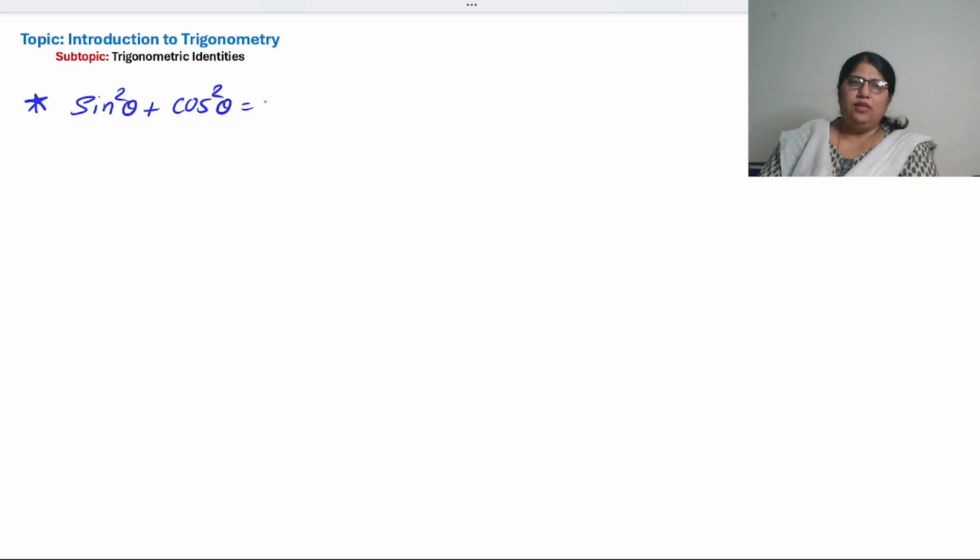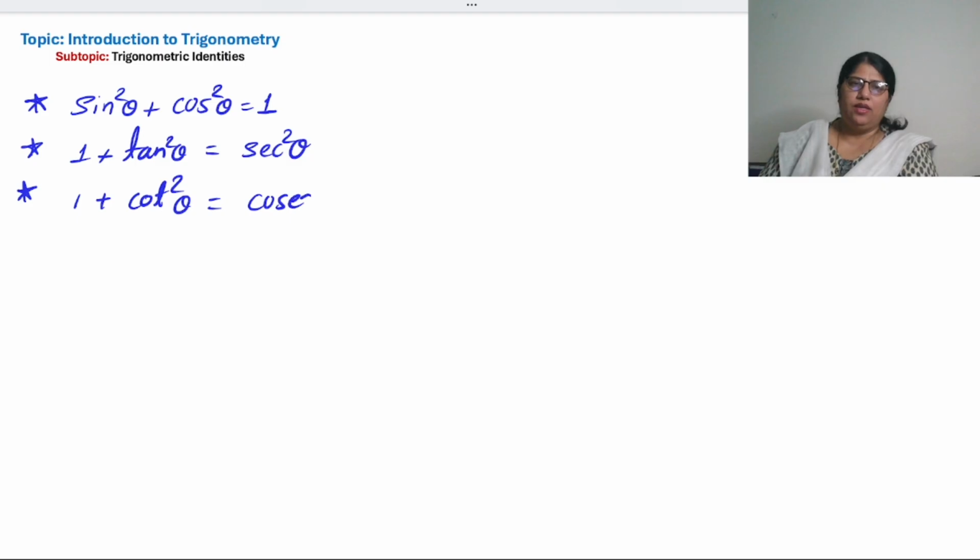As you are aware, these are called trigonometric identities, and the first identity is sine square theta plus cos square theta is 1. Then the second identity, we take it as 1 plus tan square theta is equal to sec square theta. And the third identity, we have it as 1 plus cot square theta is equal to cosec square theta.